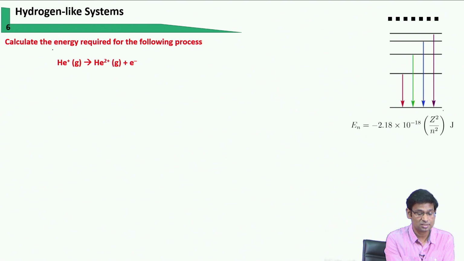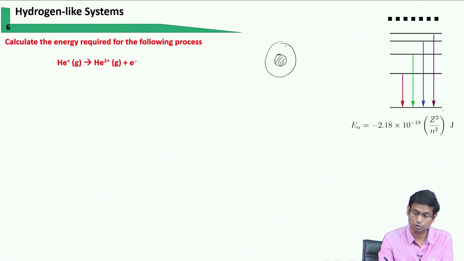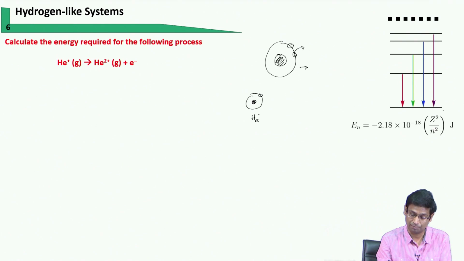It tells you to find the energy required to do the following process. The process starts with He plus. If you recall, helium has 2 electrons, and its nucleus has 2 protons and 2 neutrons. How do I get helium plus? I will get this when I ionize 1 electron. So, this is my helium plus, with the nucleus which has Z equals 2 and 1 electron. So, this is a hydrogen like system.